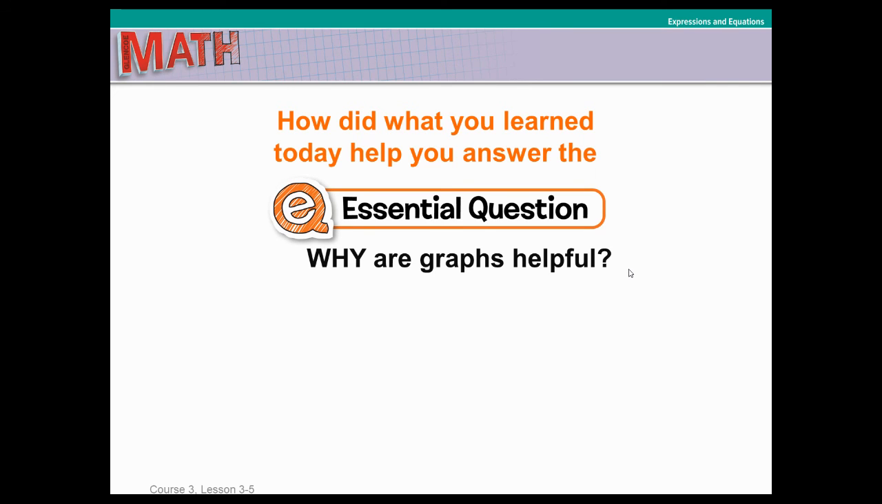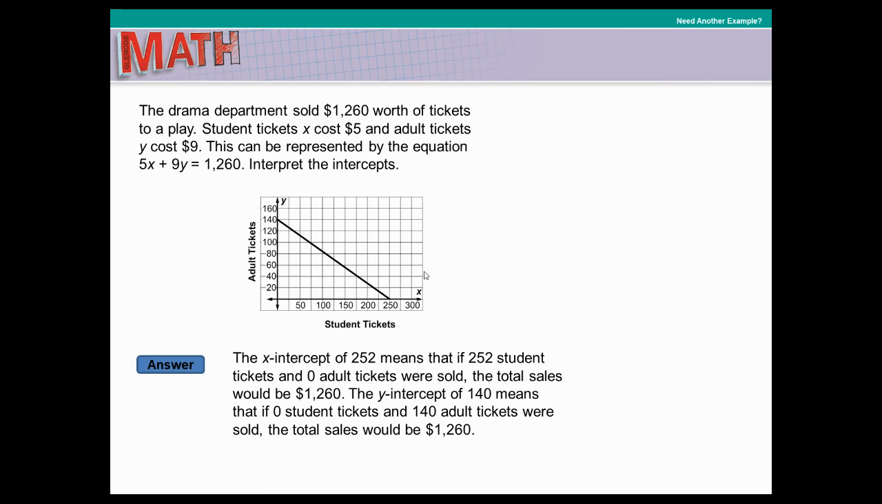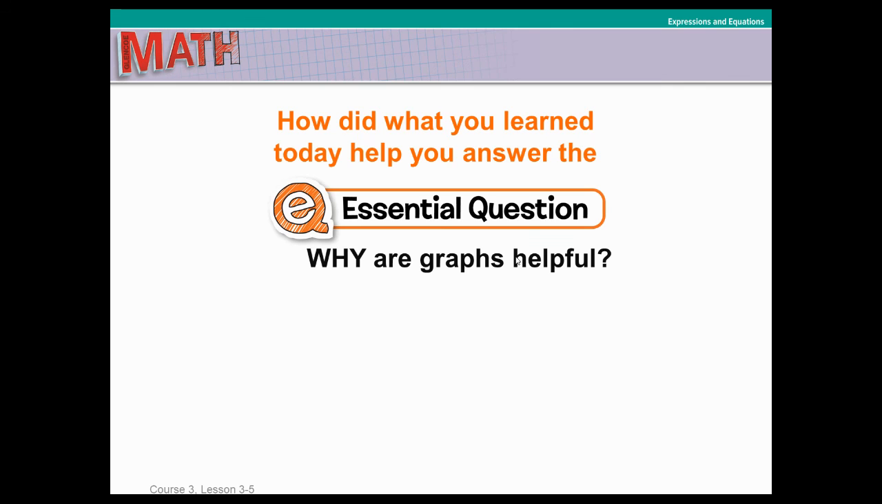Why are graphs helpful? Well, hopefully you saw when we go back here, if I want to make $1,260, I can sell this many student tickets. I can sell this many adult or anything on this line. Any combination of student tickets, 150 or around about 148, means that I need to sell about 58 adult tickets. And I can see anywhere on that line. So that's where graphs can be helpful.